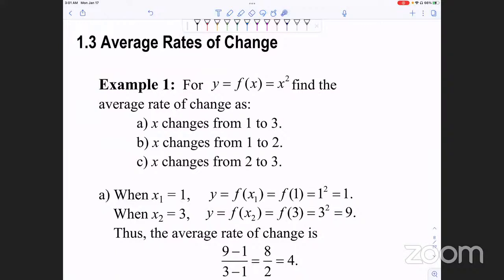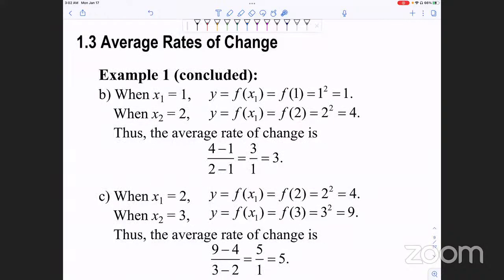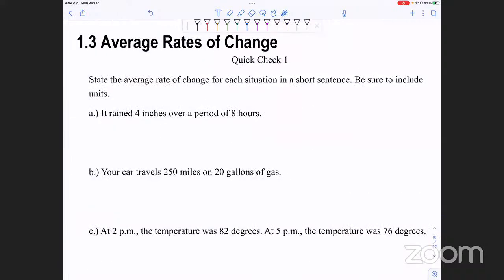Here's the solutions. Let me see the average rate of change. When x1 is 1, then y1 is 1. When x2 is 3, y2 is 9. So then they get 4. I think we got the same result. Then they get 3 and 5, right? We're essentially just finding the slope between those 2 points, okay?